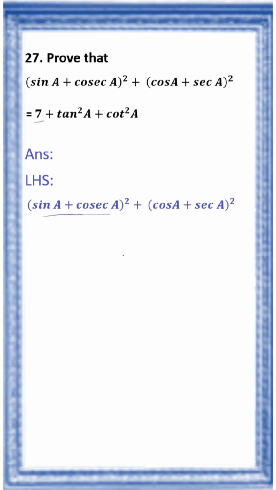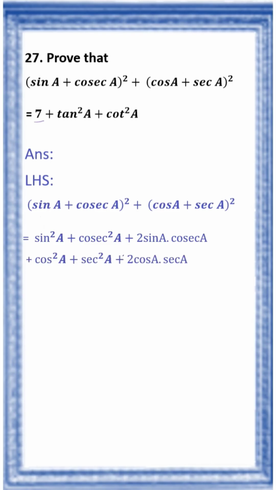Sin A plus cosecant A the whole square, cos A plus secant A the whole square, by using the formula A plus B the whole square. So now we have sin square A plus cosecant square A plus 2 sin A cosecant A plus cos square A plus secant square A plus 2 cos A secant A. Now observe sin square A plus cos square A. What is it? 1. We know that sin square A plus cos square A is equal to 1 by Pythagorean identity.